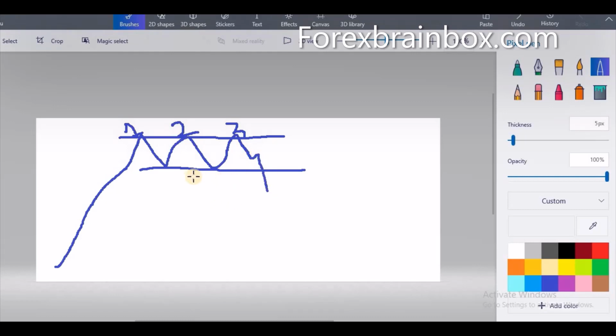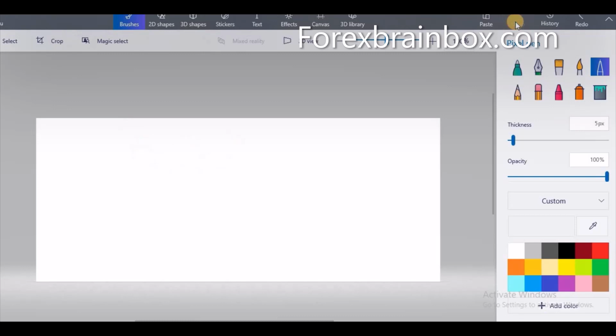Market breaks through the support level. Sometimes it hits, sometimes it doesn't. Then you go for the sell, and that's that for the triple top, and the triple bottom as well for a bullish move.